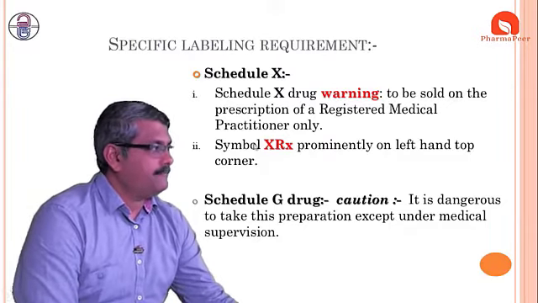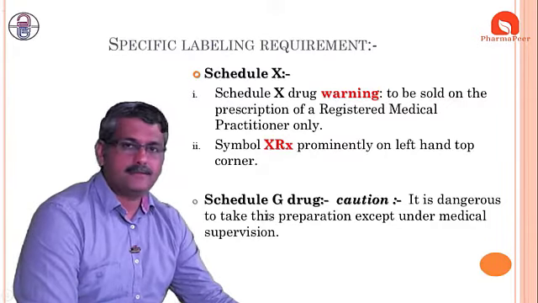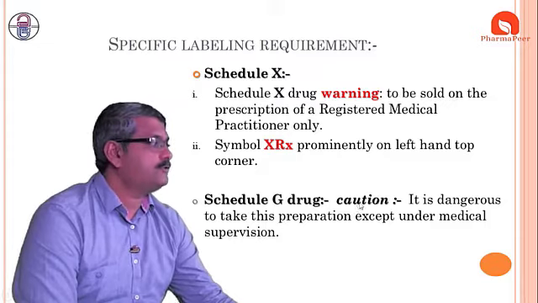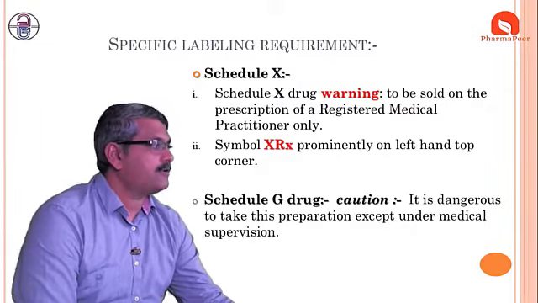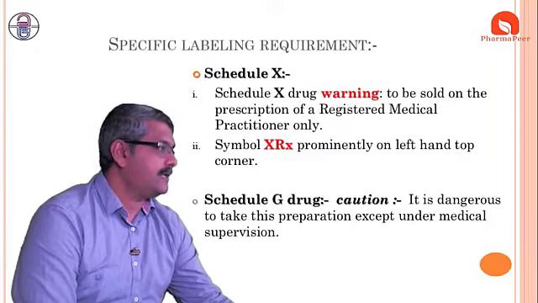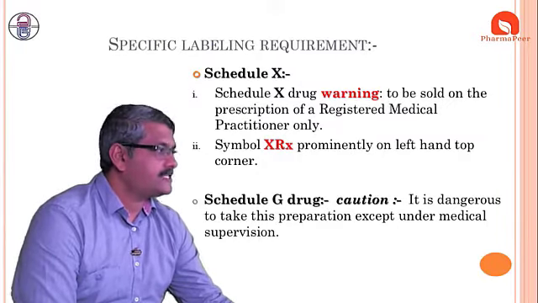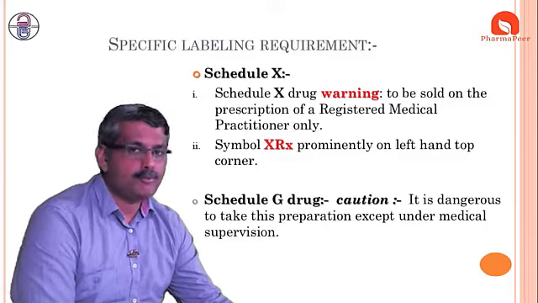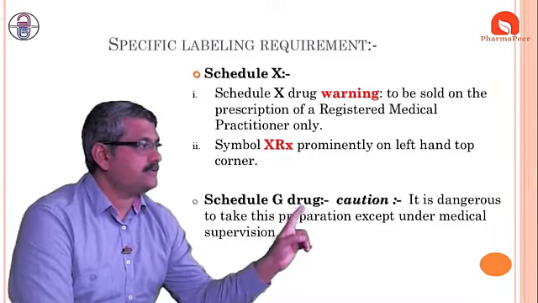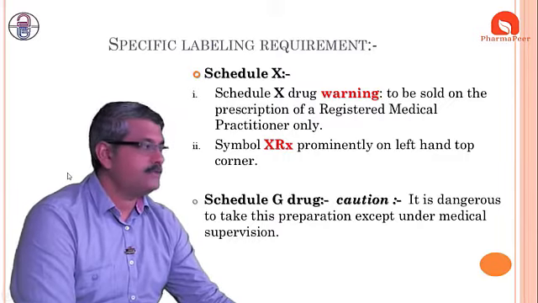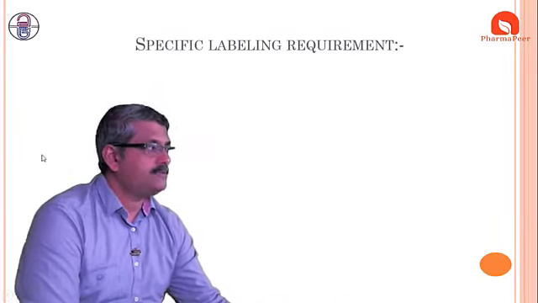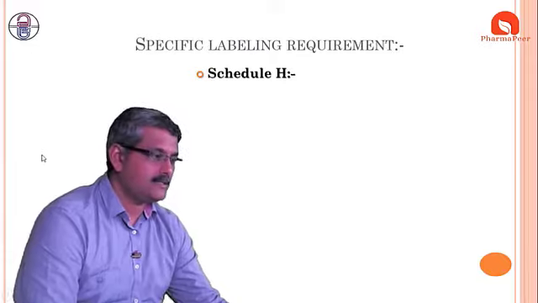Next, if the drug is from Schedule G, then there should be the word caution. And what is the caution? It is dangerous to take the prescription except under medical supervision. That is the caution that is mentioned under Schedule G drugs. If the drugs are from Schedule G, then such conditions are mentioned.